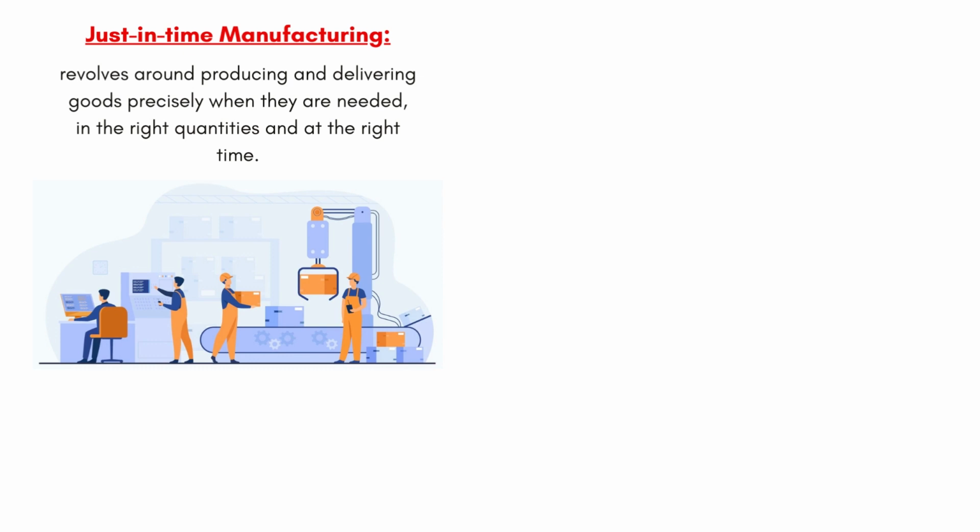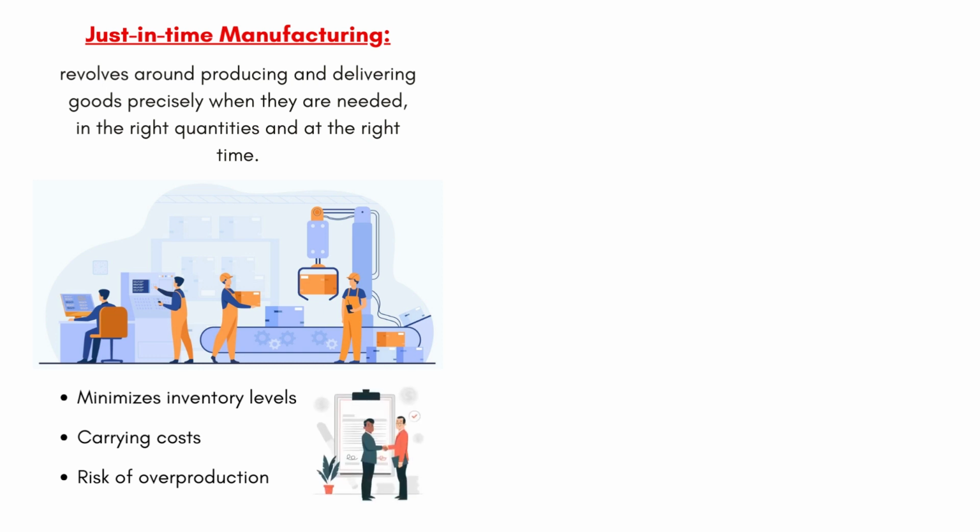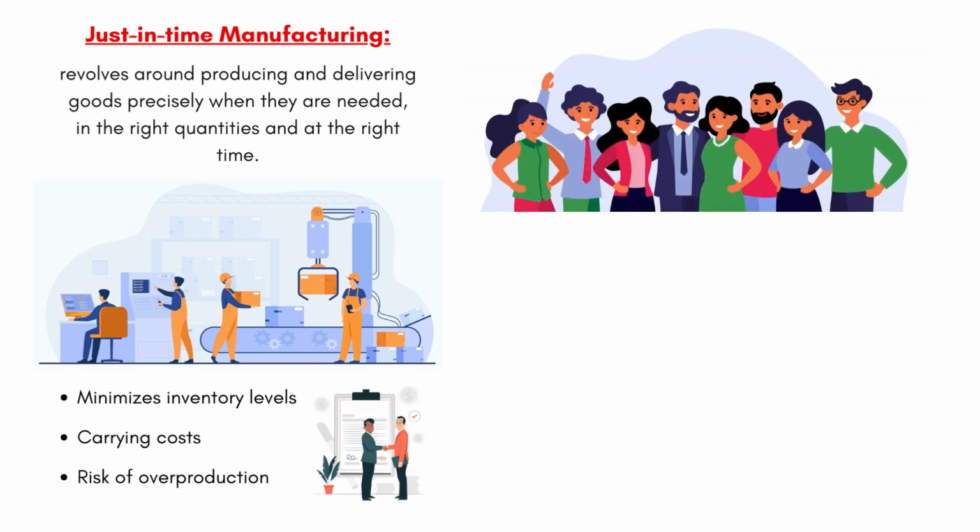Just-in-time manufacturing, a key component of TPS, revolves around producing and delivering goods precisely when they are needed, in the right quantities and at the right time. JIT minimizes inventory levels, carrying costs, and the risk of overproduction. This approach is achieved by synchronizing production with customer demand and fostering close collaboration with suppliers to ensure the timely flow of materials.